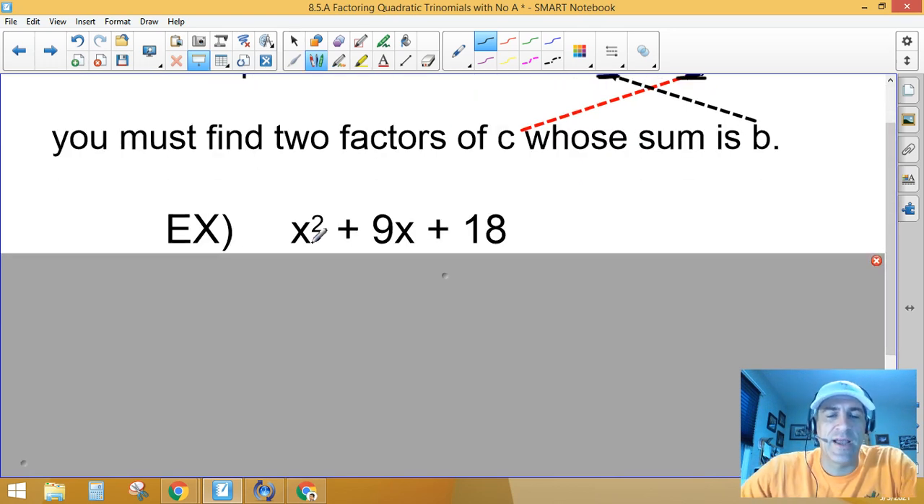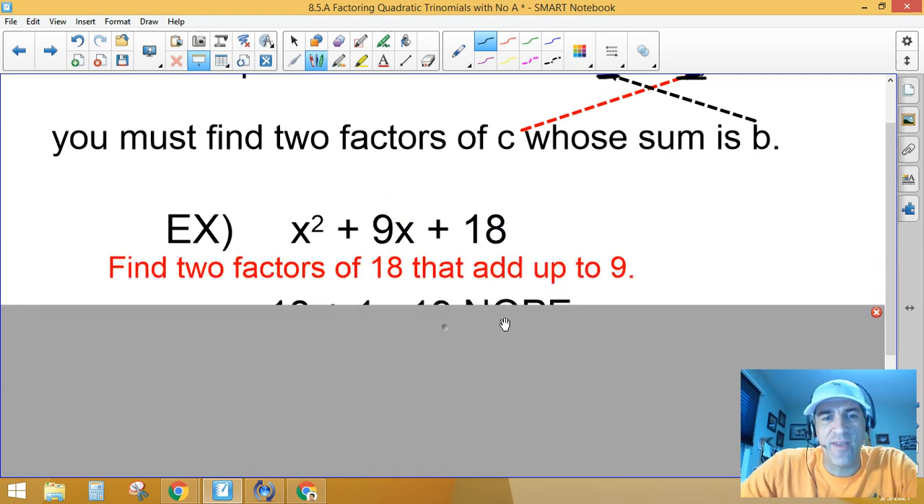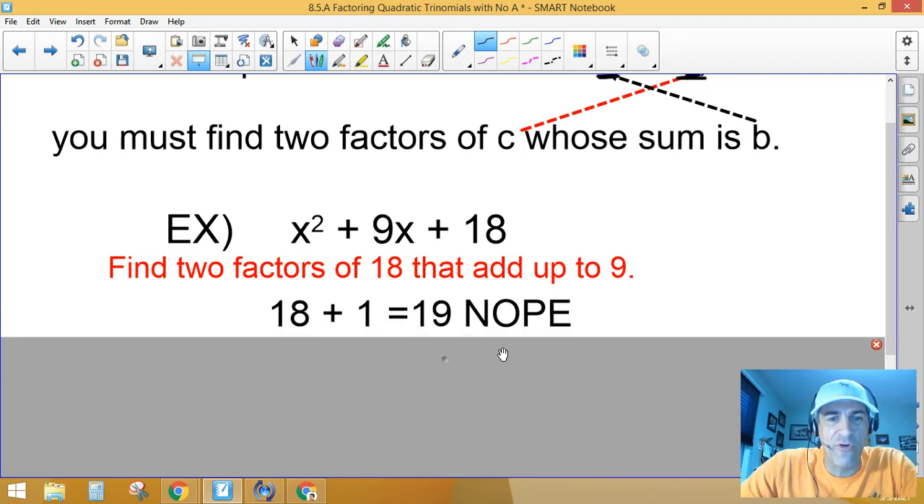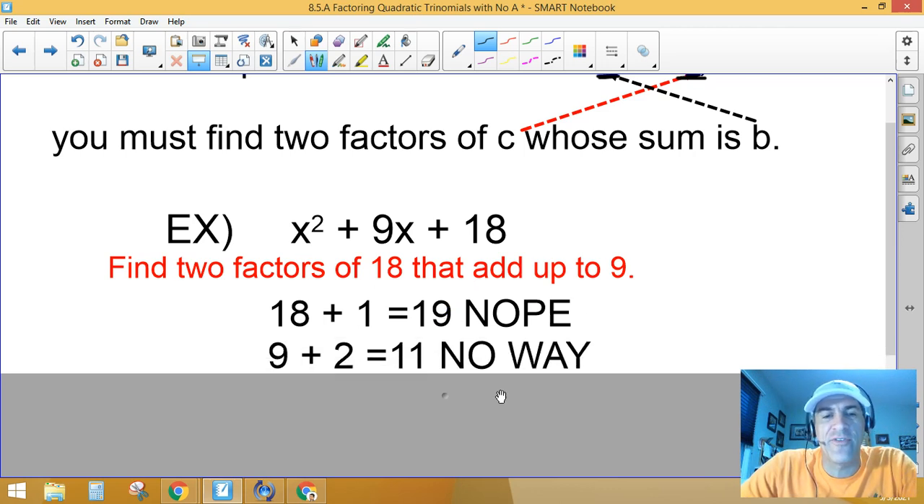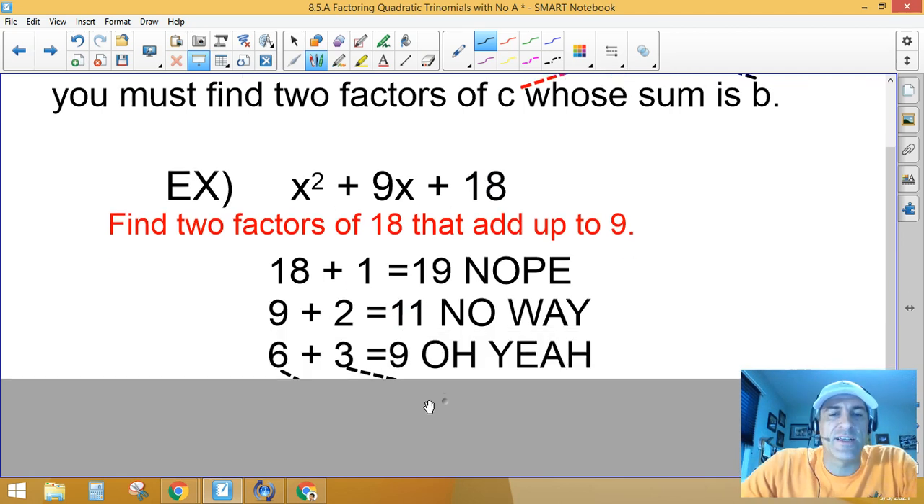Okay, so let's look at this example. x squared plus 9x plus 18. I want to find two factors of 18 that add up to 9. So my first one, I always pick 18 and 1. 18 times 1 gives me 18, but if I add them, I get 19. No good. So other factors of 18. What about 9 times 2? Add them together, I get 11. Nope, no way. What about 6 and 3? 6 plus 3 is 9.